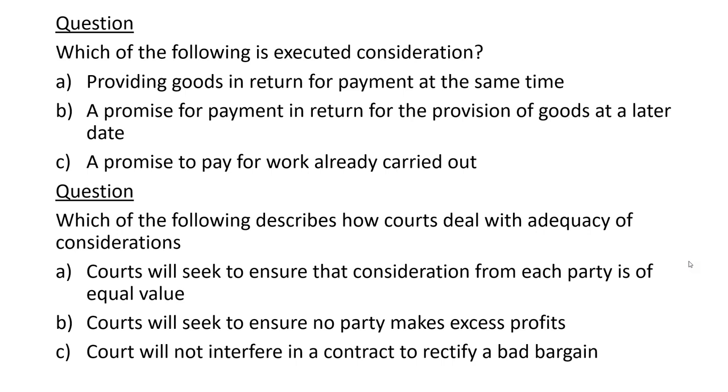Court will seek to ensure no party makes excess profits. Or court will not interfere in a contract to rectify a bad bargain. So basically option C is correct. Court never interferes in a contract to rectify a bad bargain, because the bargaining power is always with the parties who are entering into a contract. So if a party makes a bad bargain, he cannot go to the court and say, I made a bad bargain, please make this situation right for me. The court cannot do anything. How you will bargain in a contract, that all depends on you.